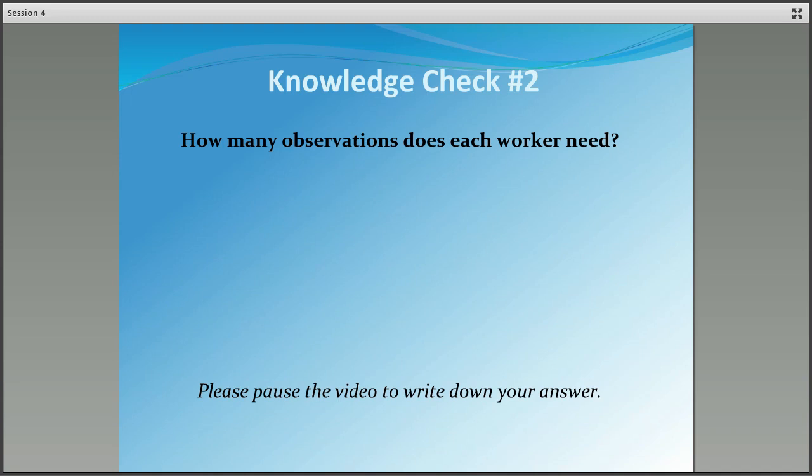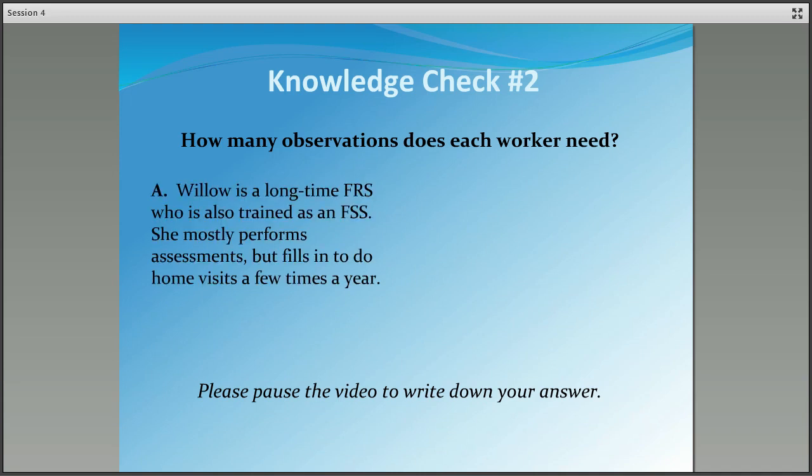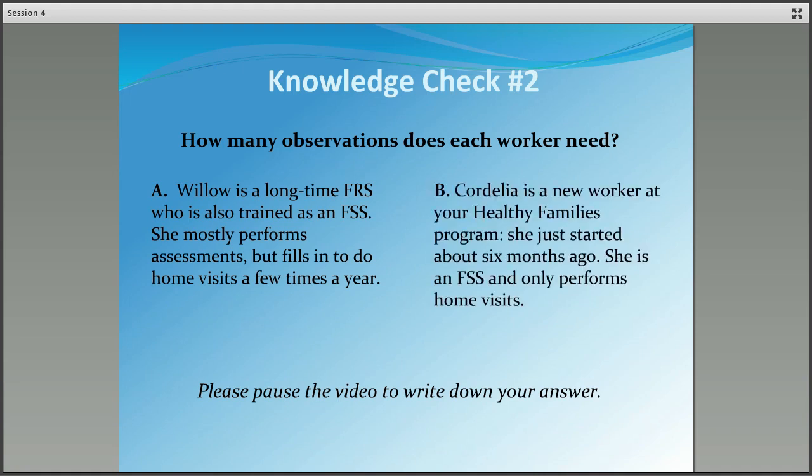That was great, Margaret. Let's take a moment to do a knowledge check. Here are 2 scenarios. How many observations does each worker need? And again, we're going to ask you to pause and take a moment to write down your answers, and we will share the answers at the end. So take a look at Willow and Cordelia's, and we go over them at the end.